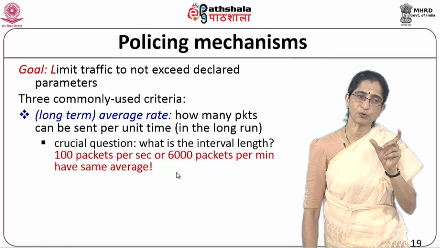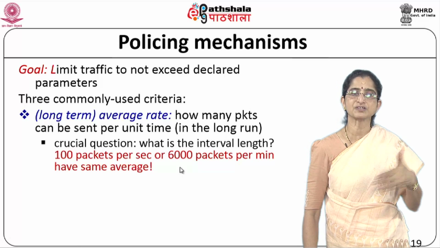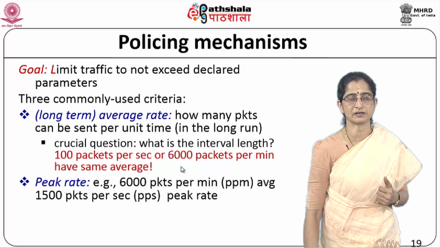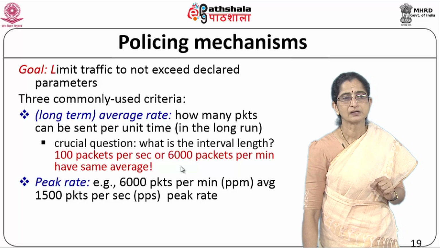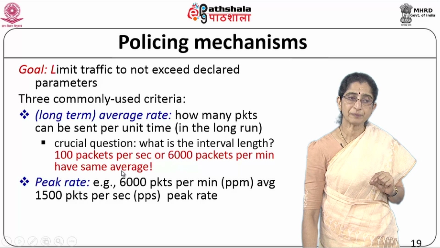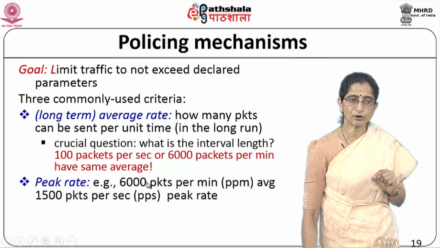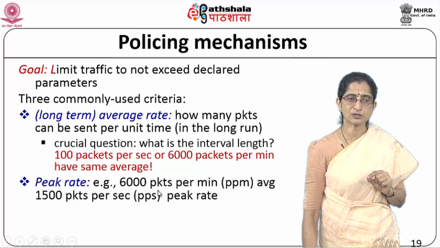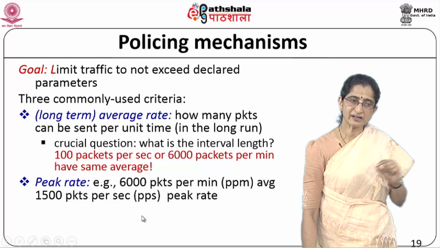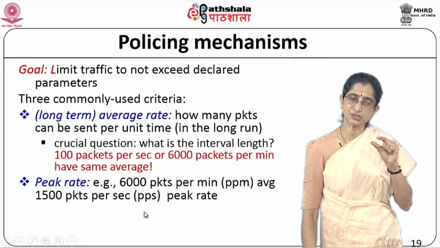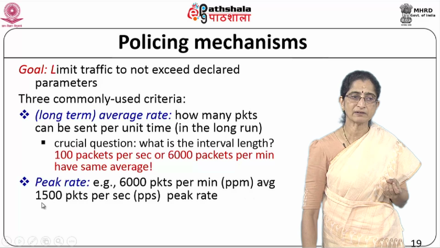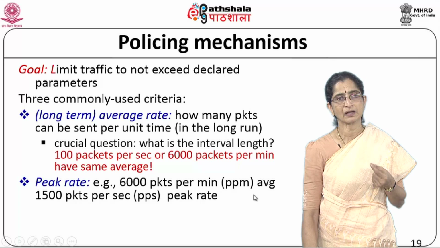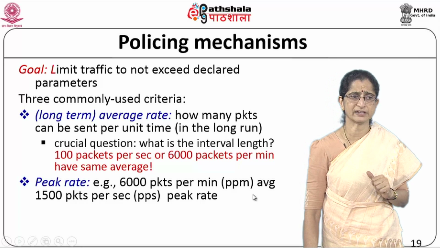So what is the time duration, or the time interval, over which we are looking at this average rate? That's another important question there. Similarly, we can talk about peak rate. This is an important parameter because though on average it may be sending data at a particular rate, for instance 6,000 packets per minute, it may suddenly send bursts of data at a higher rate. So for instance, you could have a 1,500 packets per second peak rate, but a 6,000 packets per minute average rate. So this is also something that needs to be considered.